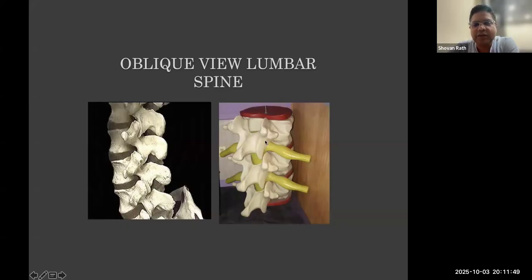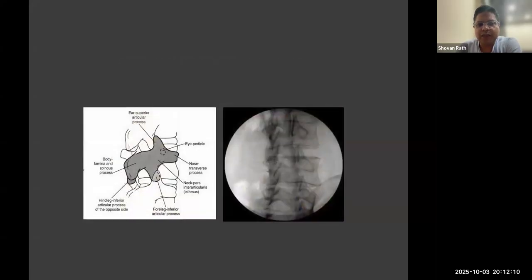You can see in this picture that these are the pedicles. Below the pedicle, at the 6 o'clock position, the exiting nerve root will be coming out. And these are the superior articular process and the inferior articular process, which are joining. And this is the pedicle. So this is what we need to see in an oblique view. This is how it will look under the X-ray view. So this is the Scotty dog. You just imagine this is the Scotty dog.